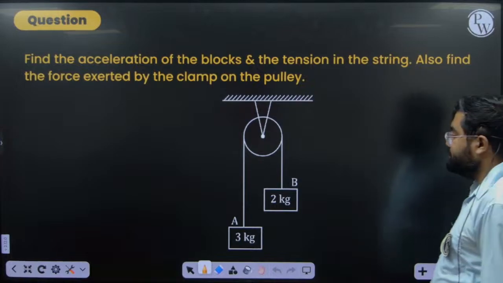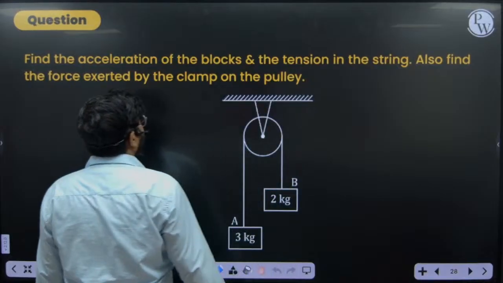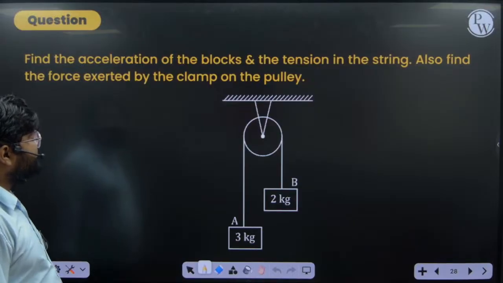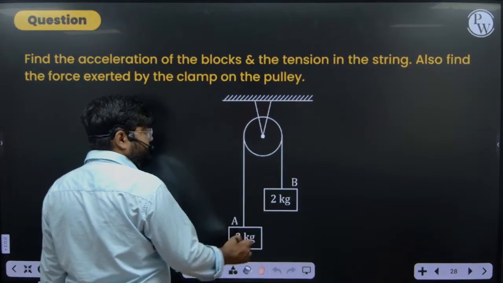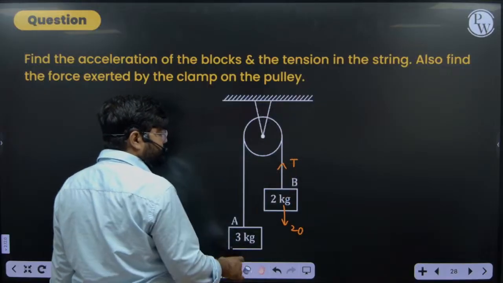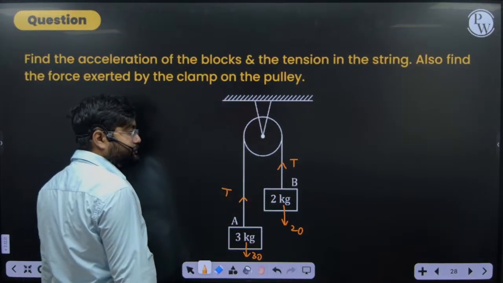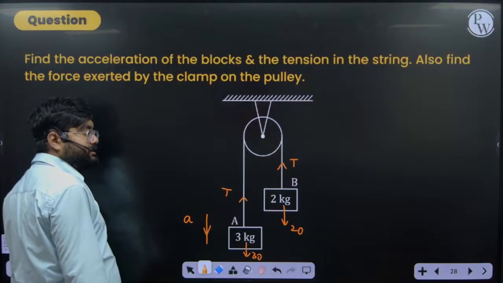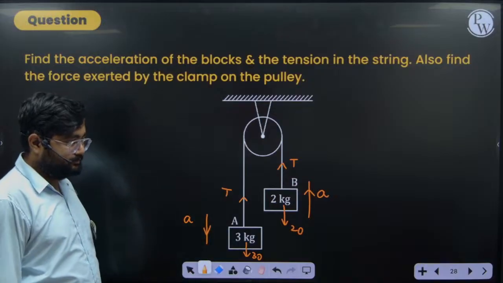So another question here, and this is a string pulley system. Find the acceleration of the blocks and the tension in the string. Also find the force exerted by the clamp on the pulley. So if you see here, the mg acting here is 20, tension let's say is T. Here the mg acting is 30, let's say the tension is T. Same string, same tension. Obviously this 30 will go down, this is heavier. Let's say it goes down with acceleration A, then this will also naturally move up with acceleration A.